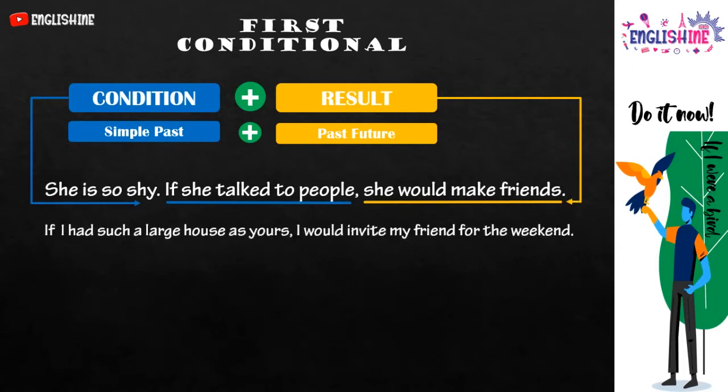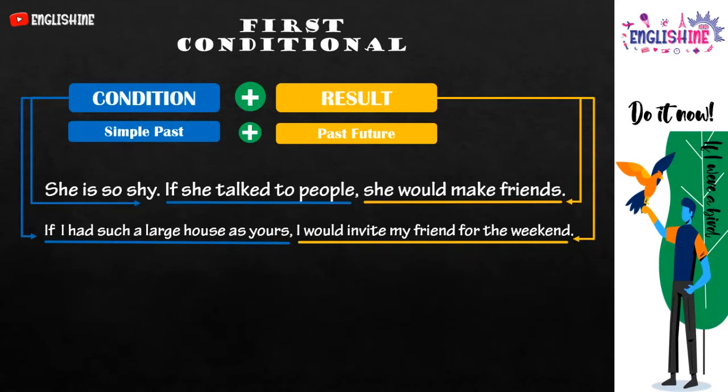If I had such a large house as yours, I would invite my friends for the weekend. The condition is if I had such a large house as yours, and the result is I would invite my friends for the weekend. The fact is I don't have a large house.